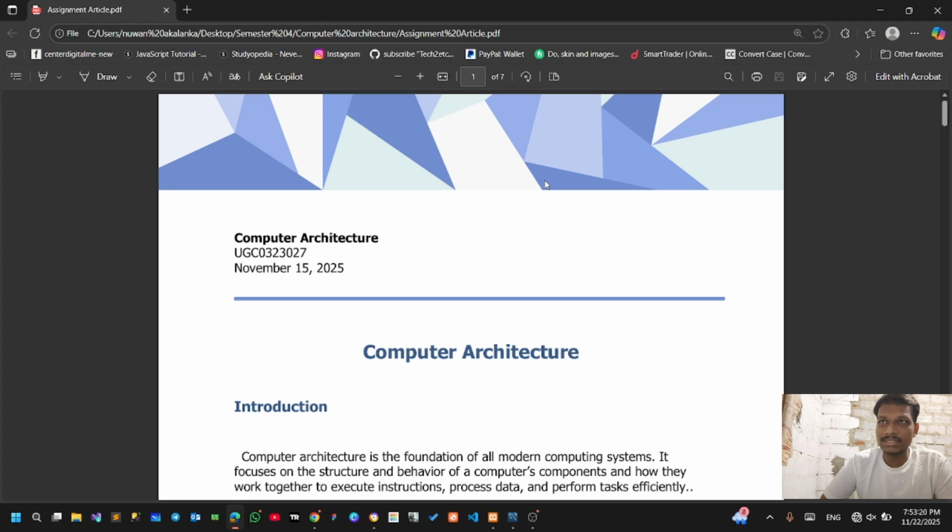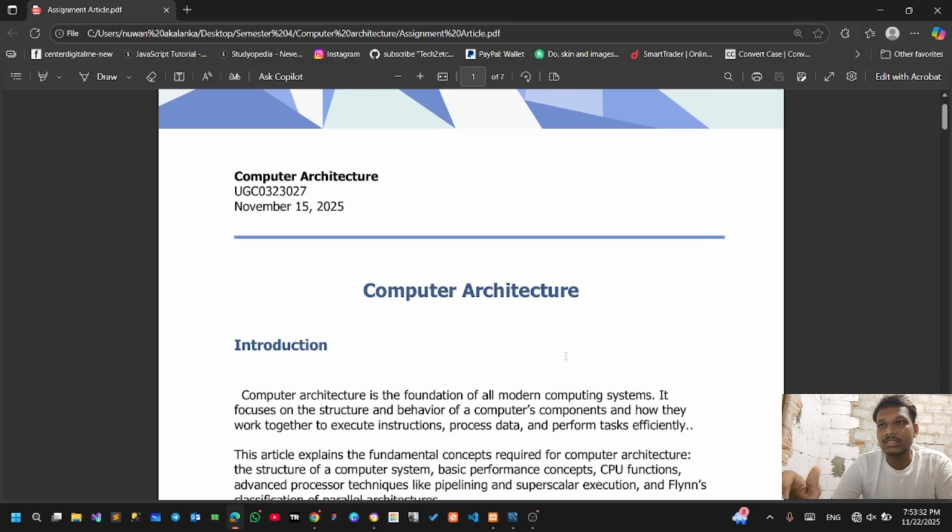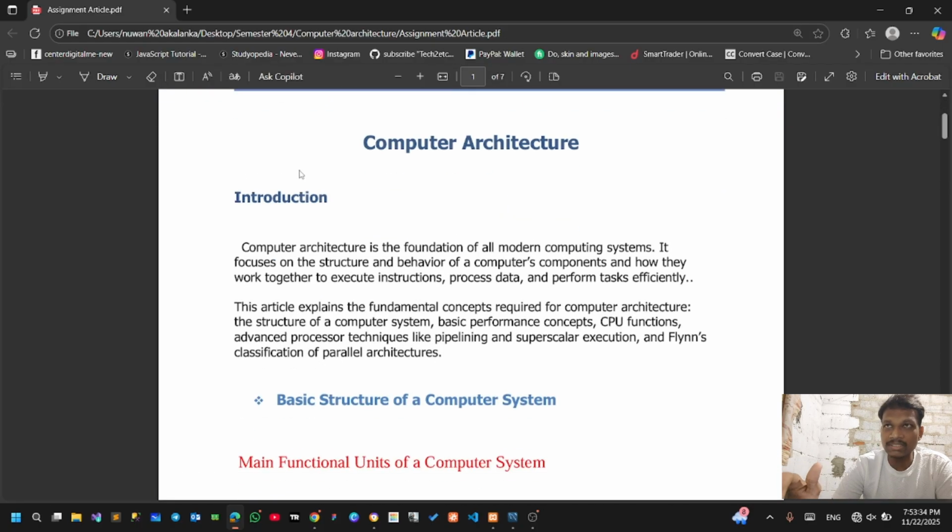So this is our topic, computer architecture. I am doing this like an article, discussing computer architecture. Here, first we have the introduction part. Computer architecture is a foundation of modern computer systems. It focuses on the structure and behavior of a computer's components and how they work together to execute instructions, process data, and perform tasks efficiently.